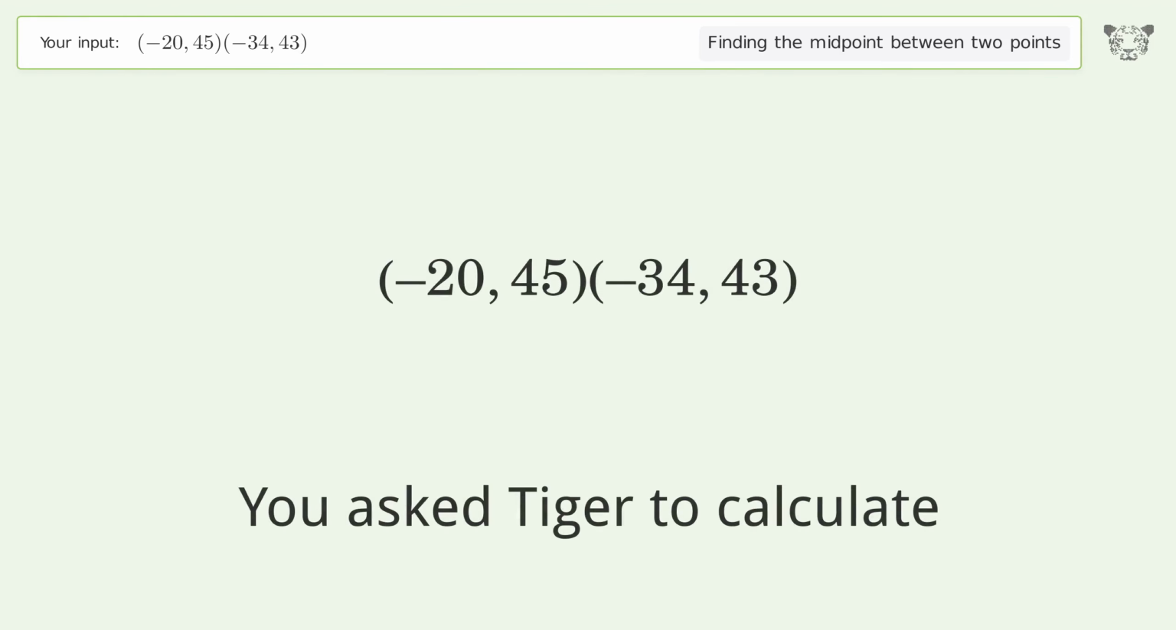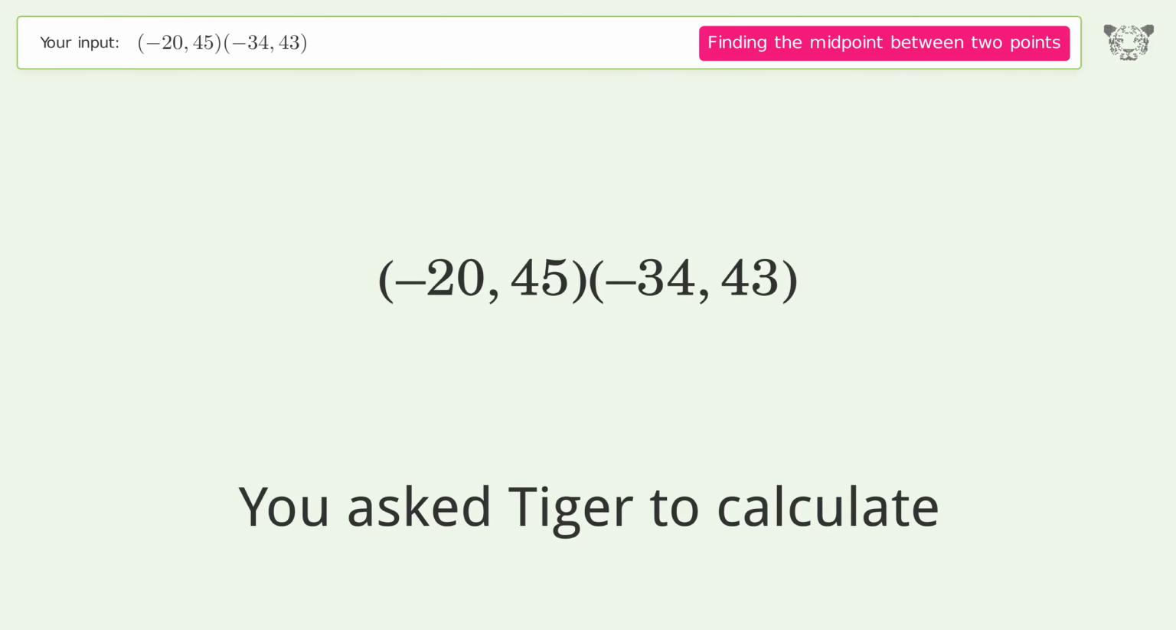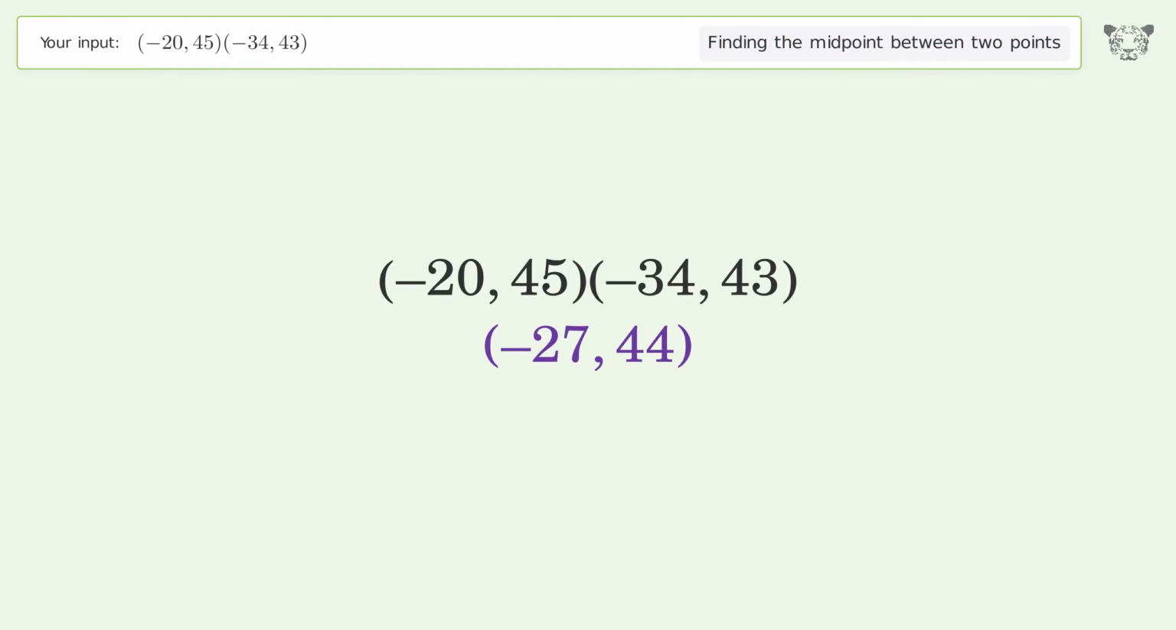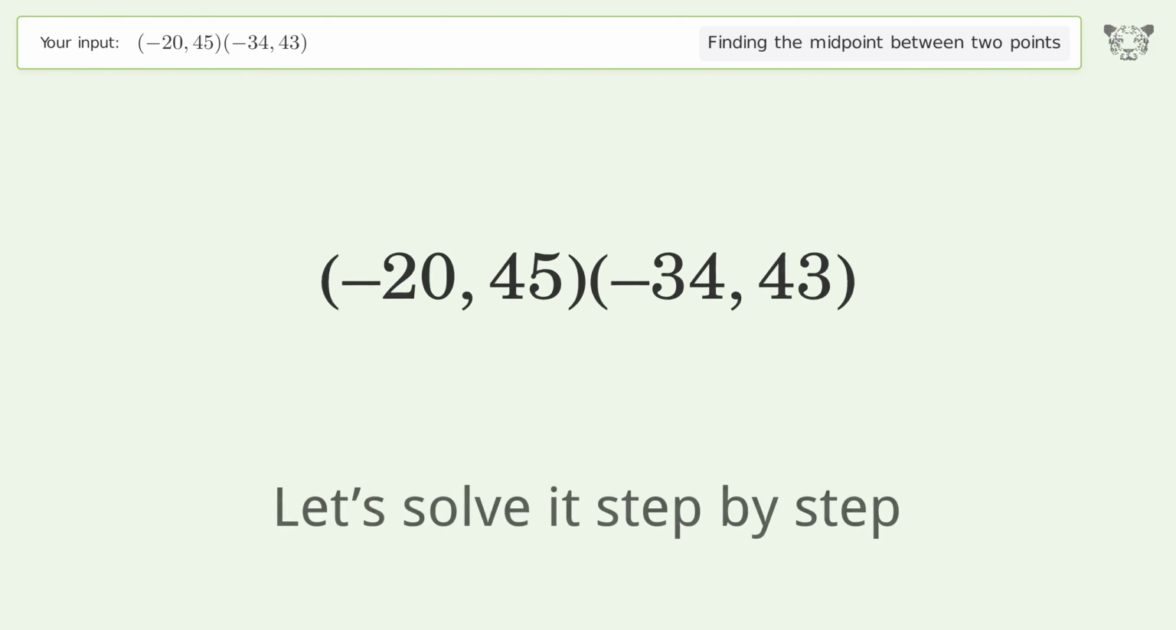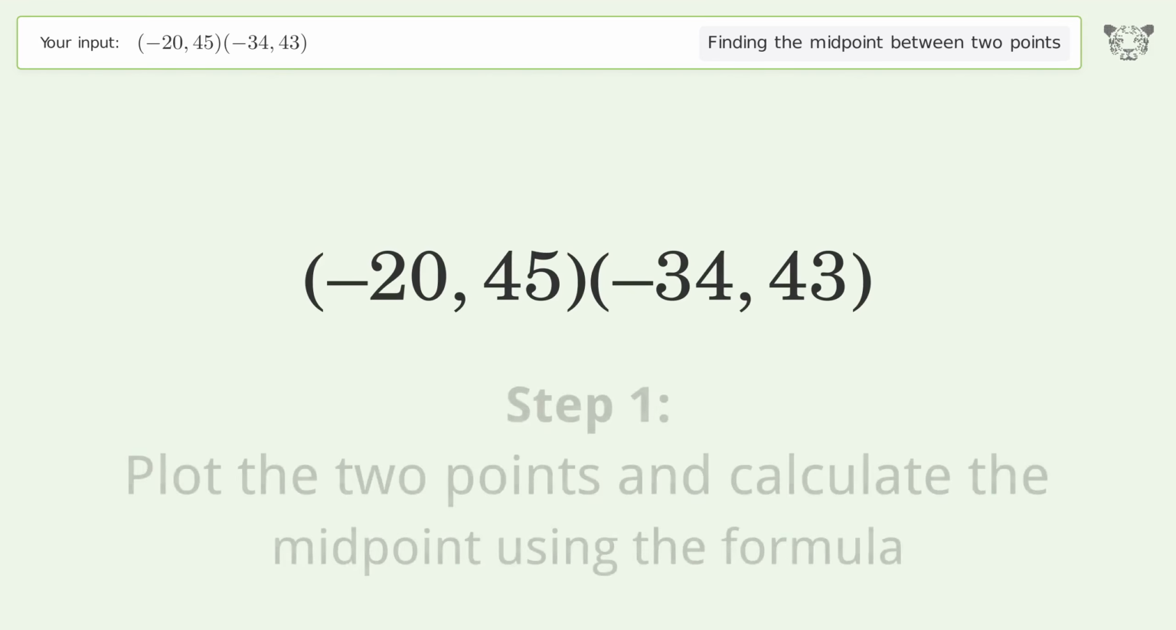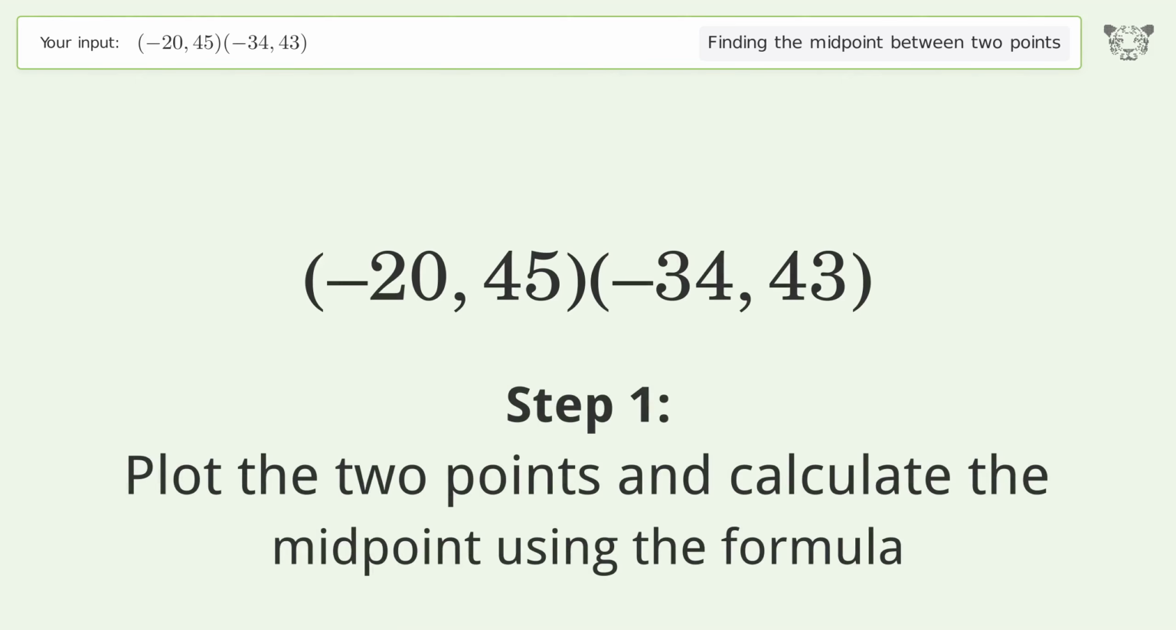You ask Tiger to calculate. This deals with finding the midpoint between 2 points. The midpoint between the 2 points is negative 27, 44. Let's solve it step by step. Plot the 2 points and calculate the midpoint using the formula.